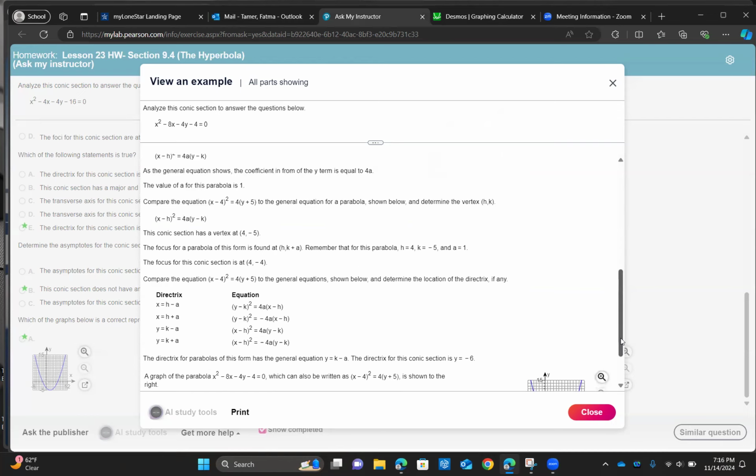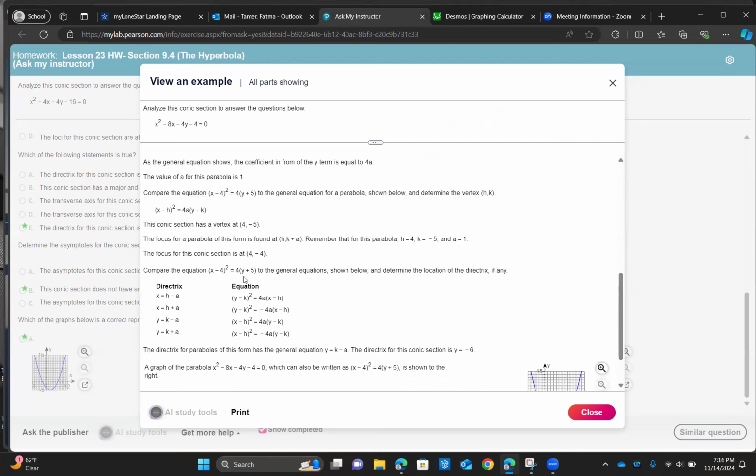Now compare the equation x minus 4 squared is equal to 4 times y plus 5 to the general equations to determine the location of the directrix. We have 4 different directrix formulas depending on what kind of equation we have. The one in this problem starts with x, so I'm going to look at either the third or the fourth one. And the y has a positive coefficient, so the a value is positive here. So I know that I'm going to use the third equation for the directrix: y is equal to k minus a.